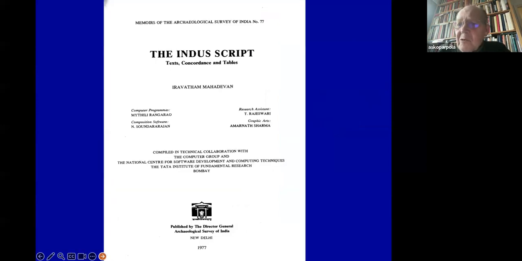Iravatham Mahadevan's book, The Indus Script, in 1977 contains an improved concordance along with the input texts and a sign list of 400 signs with graphic variants. The Indus Research Centre at the Roja Muthiah Research Library in Chennai has in 2021 made a searchable web application of Mahadevan's work available on the internet.